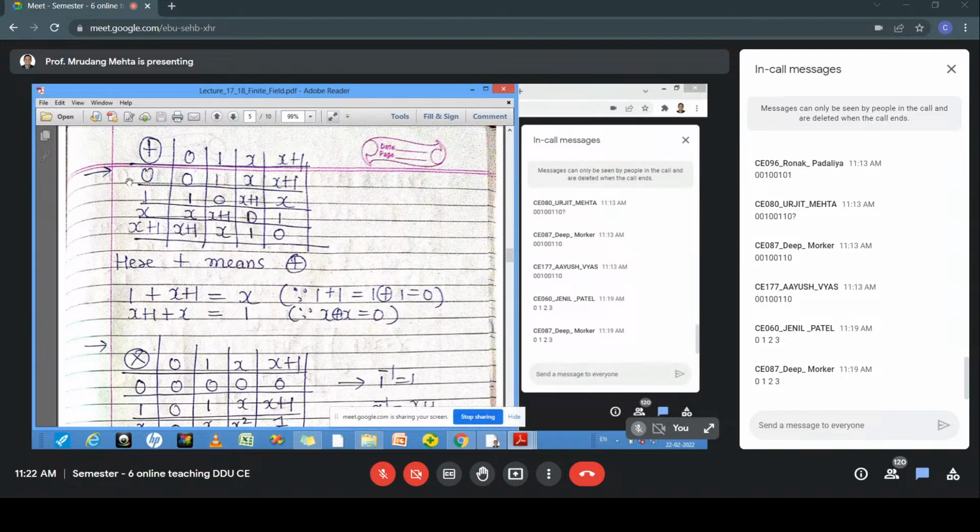So here we see 0 XOR 0, that is 0. 0 XOR 1 is 1. 0 XOR x is x, and 0 XOR x plus 1, that is x plus 1. Similarly on the first column. Now if you take 1 XOR 1, that is 0. Okay, 1 XOR x is x plus 1. 1 XOR x plus 1, that is x XOR 1 XOR 1. So 1 XOR 1 is 0. So x XOR 0 is x, right? So we get 1 plus x plus 1 is x, because 1 XOR 1 is 0.